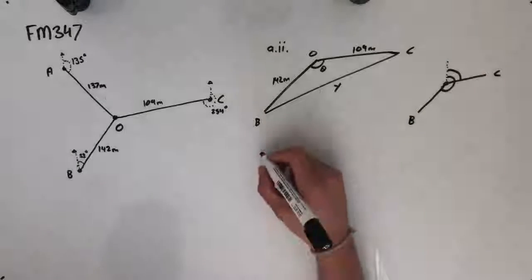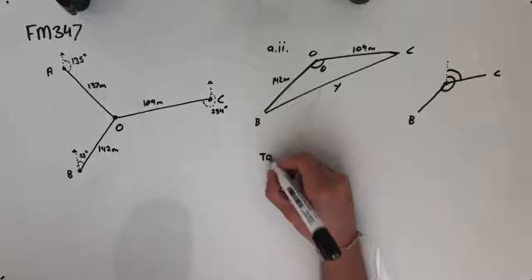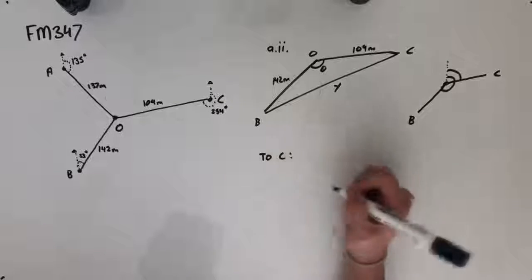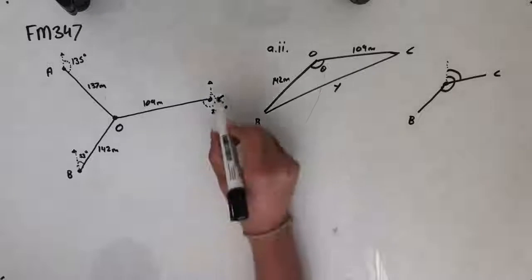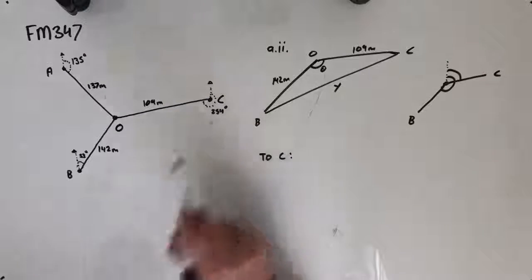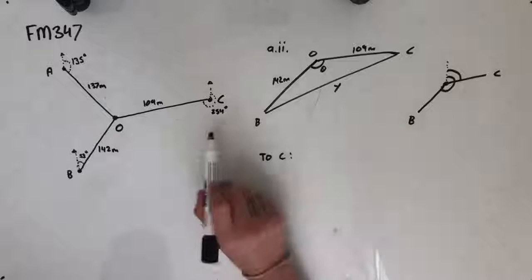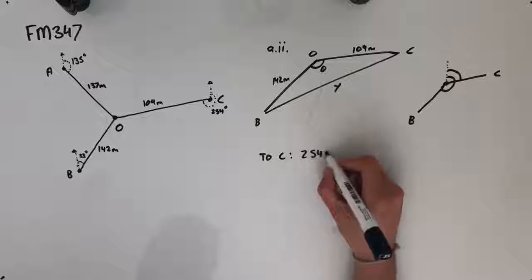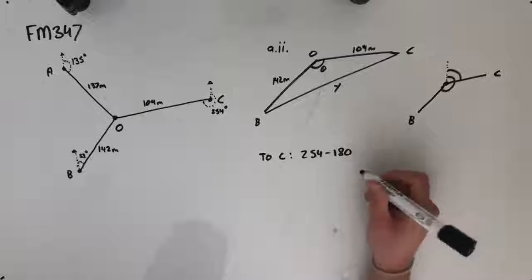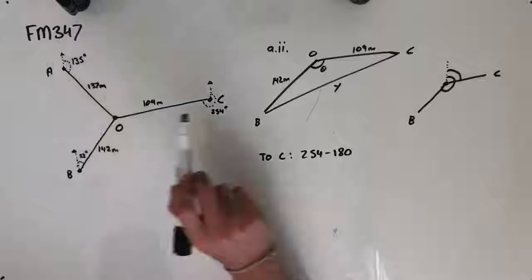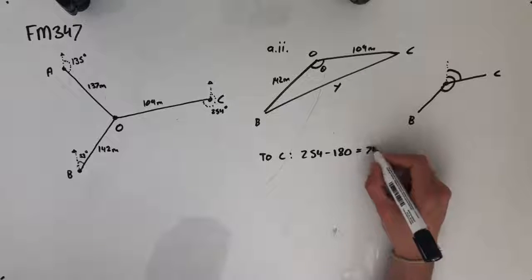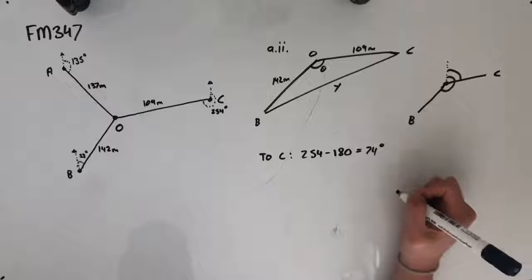So first of all, the bearing to B. Actually, we'll start with the bearing to C. Now this bearing from C to O is 254 degrees. This is over 180, so we'll take this 254 and minus 180 degrees from that to get the bearing from O to C. Plugging that into a calculator or doing it in your head, you should get an angle of 74 degrees.